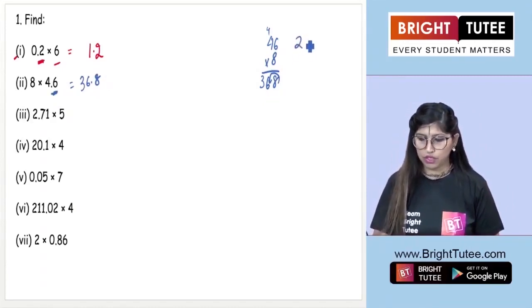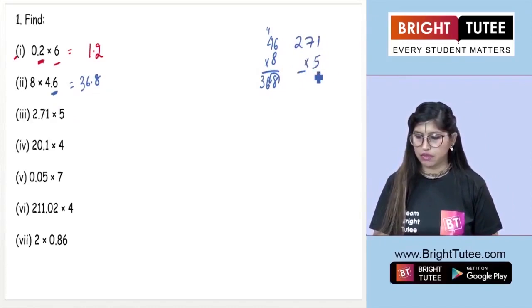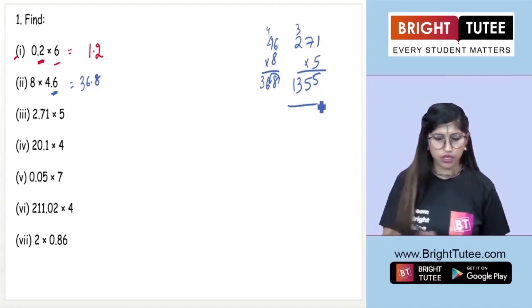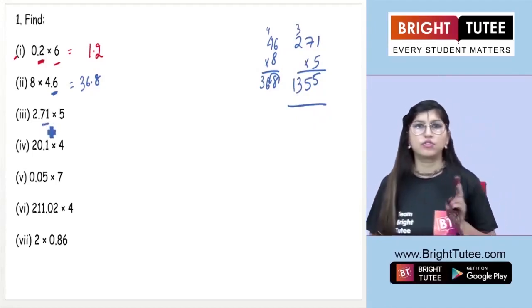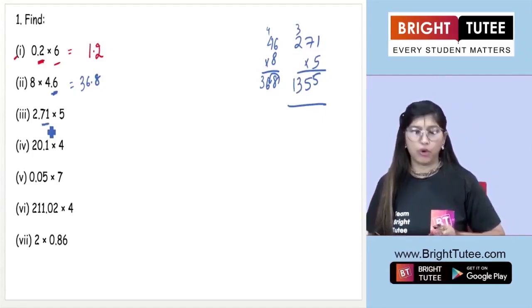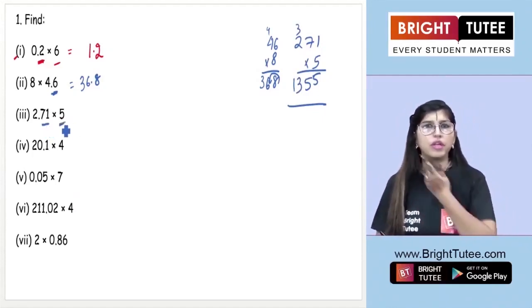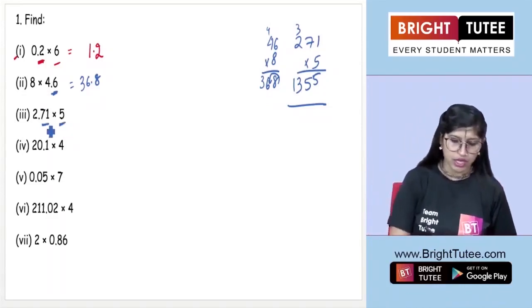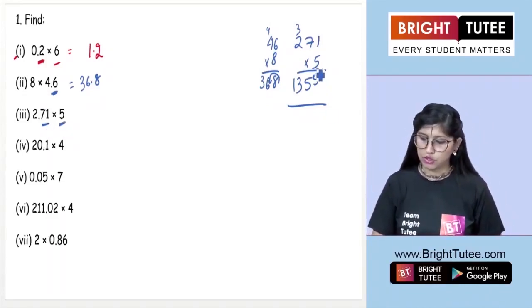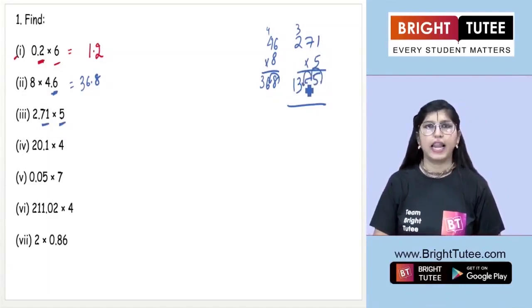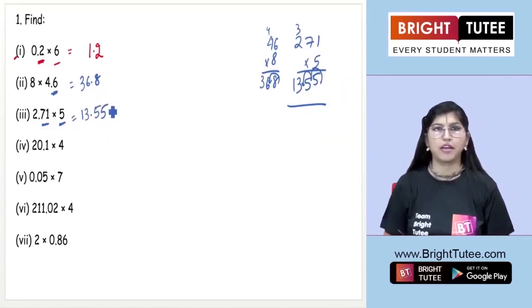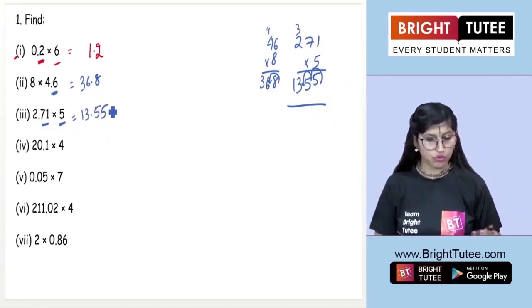Moving on to the third part. Doing the same thing over here. 271 times 5, which is 1355. Now over here, if you can see, it has two digits after the decimal point. Here we don't have any decimal point, but we have two digits after the decimal point. So what do we do? We'll be shifting two places to the left. So what do we get? We'll get 13.55.